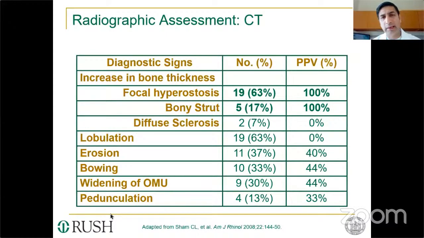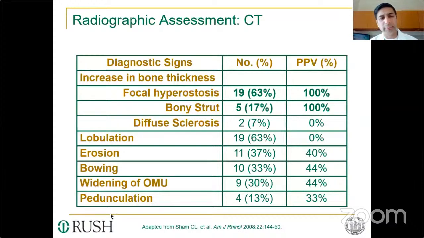This study, published a little more than a decade ago, looked at a variety of these radiographic signs to see what the positive predictive value was when you see these things. I've shown you most of these, but you can really see here that the presence of focal hyperostosis or a bony strut had the highest positive predictive value of being able to predict the site of origin of the tumor. Interestingly, just diffuse sclerosis or erosion or other things simply do not have that level of positive predictive value.